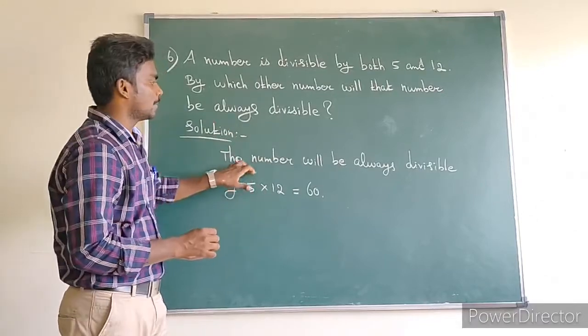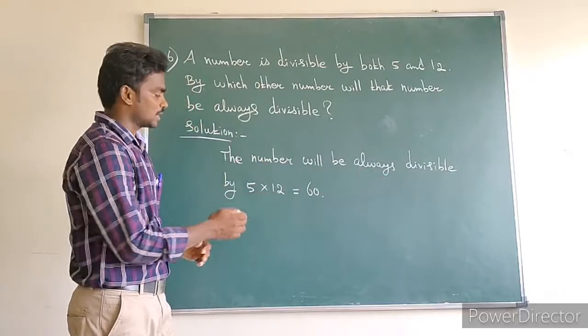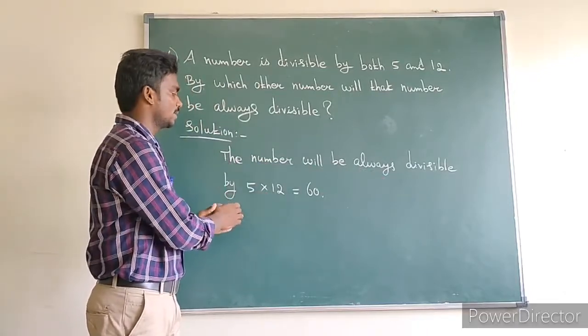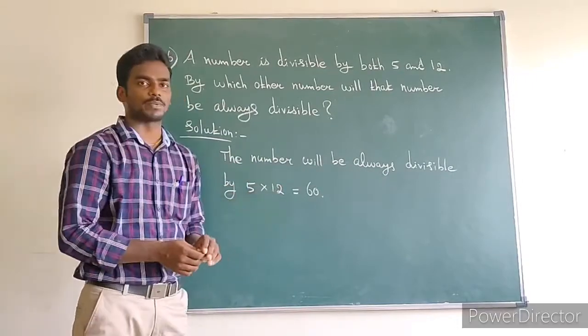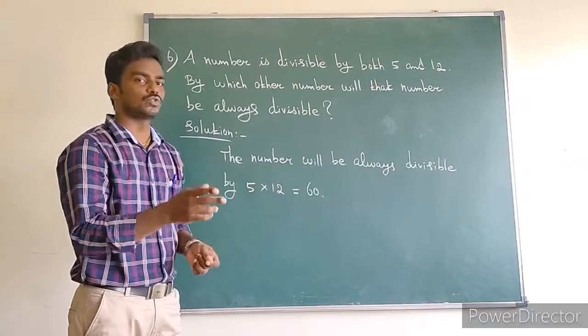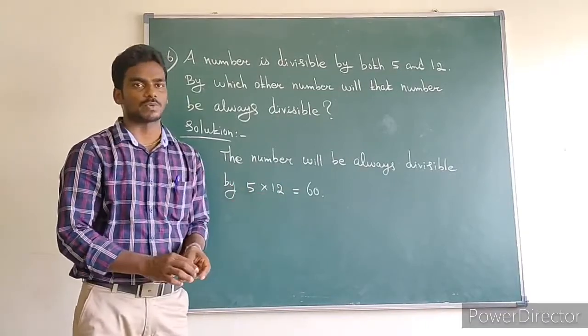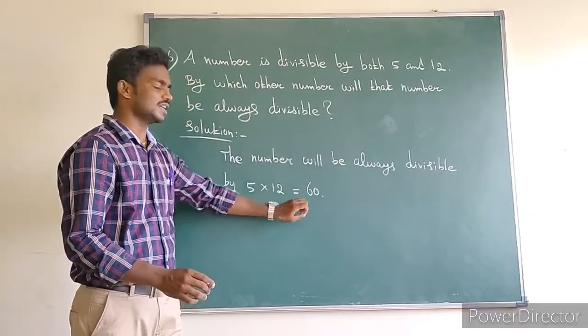So the number will always be divisible by 5 times 12, which equals 60. Suppose a number is divisible by both 5 and 12. Then the number is divisible by the product of these numbers, because 5 and 12 are co-prime numbers. If a number is divisible by two co-prime numbers separately, the number is also divisible by the product of the co-prime numbers. So the number will always be divisible by 5 times 12, or 60.